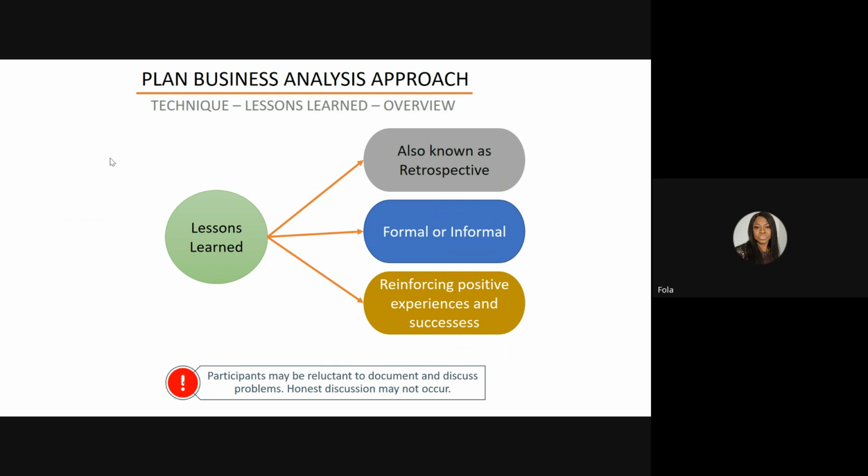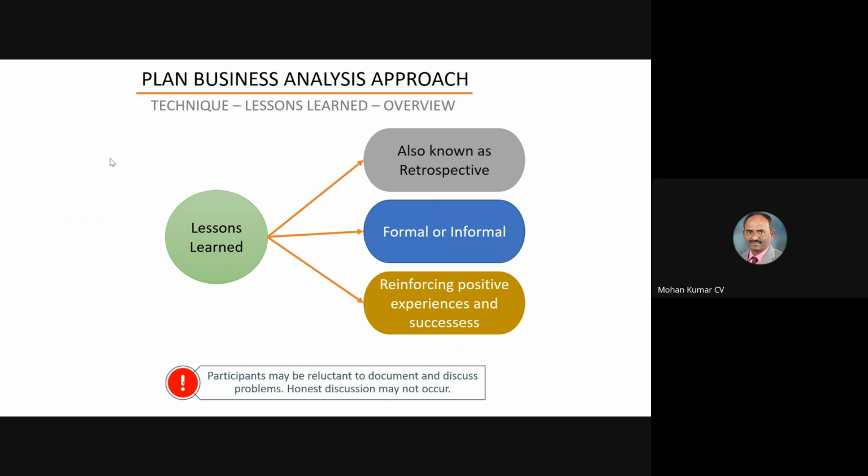Makes sense. Reinforcing positive experiences and successes is very important, not just the failures. Always look at what successes you achieved and how your approach should be in future so that you can get the same success. That's how you should look at it. Participants may be reluctant to document and discuss problems. Honest discussion may not occur. I told you, this is an important caution.